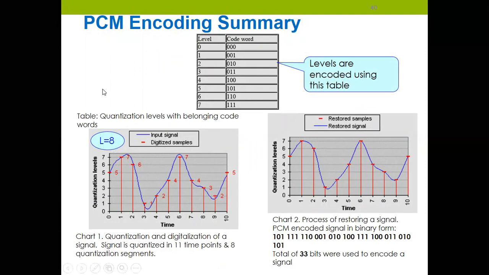Summary is for 3-bit PCM, we have to first calculate the number of levels. 3 bits, 2 to the power 3 means 8. So there will be 0 to 7. And what will be the code? Now, I didn't put here the full table. Always we have to develop the full quantization table in terms of levels, quantized value, the quantized level, then quantization range, and the code words.